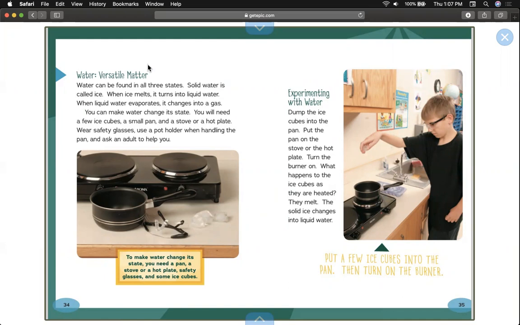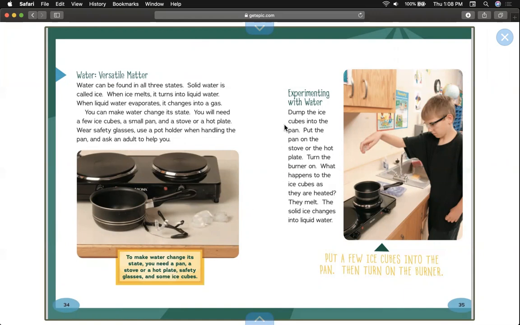You can make water change its states. Now for this one, you will need a parent if you'd like to try this experiment. You will need a few ice cubes, a small pan, and a stove or a hot plate, only if you have a parent with you. Wear your safety glasses, use a pot holder when handling the pan, and ask an adult to help you. To make water change its state, you need a pan, a stove or hot plate, safety glasses, some ice cubes, and an adult. It's experimenting with water.